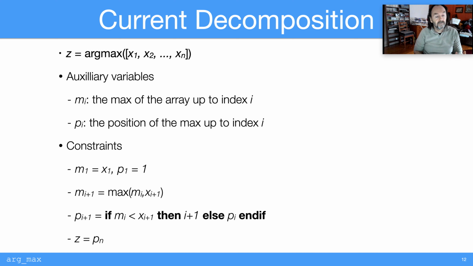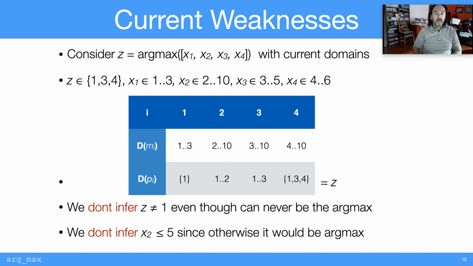So if the previous max is strictly less than what we see in the current position, then i+1, that position, is the new max. Otherwise, it's the previous position. And then Z, the argmax, is just the position we found by the end of the array. Okay, so there are some problems with this.